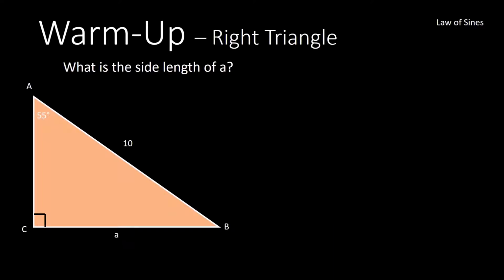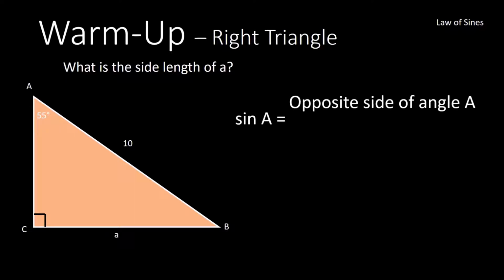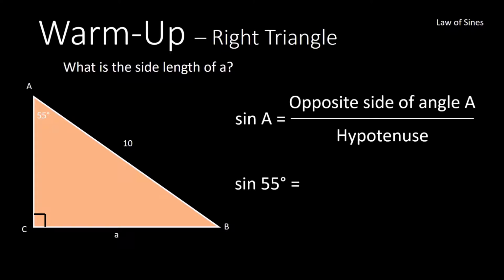Let's start with the warm-up. What is A? As we know, sine of A is equal to the opposite side of angle A, which in this case is lowercase a, divided by the hypotenuse. So sine of 55 degrees is A divided by 10. Multiply 10 on both sides, and A will be equal to 10 times sine of 55 degrees, which is approximately 8.19.